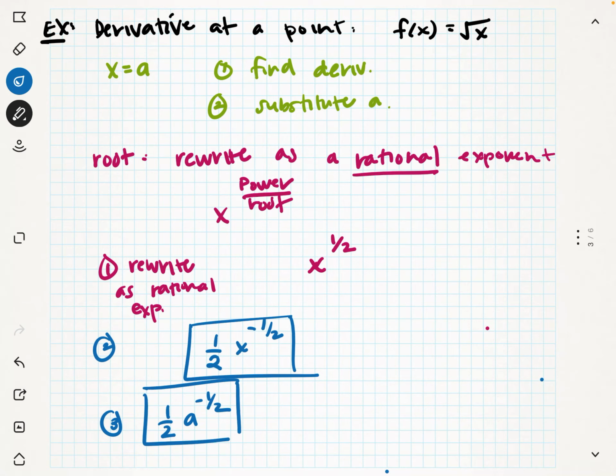So it's just applying it. This time they're saying substitute a because we're trying to find it at some point a. And it looks exactly like the derivative except without the x. We substituted the a instead. Okay, so hopefully pretty easy. Anytime we have a root, if you can change that to a rational exponent, it's going to make your life easier. The sooner you can catch on to it, the better, because it keeps popping up.